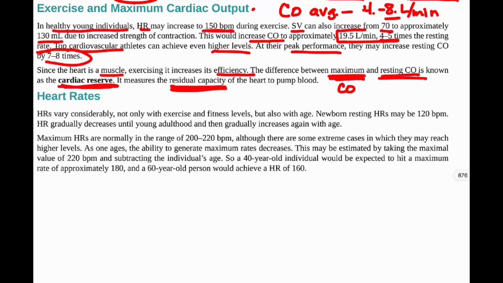Okay. All right, so heart rates can vary considerably, not only with exercise and fitness levels, but also with age. A newborn resting heart rate can be about 120 beats per minute, and then it gradually decreases until young adulthood, and then gradually increases again as you get older. At the beginning, the heart is not as effective in a newborn. It's just getting started. Its increased heart rate is to try to make sure that it gets enough blood to the whole body. And then it becomes efficient.